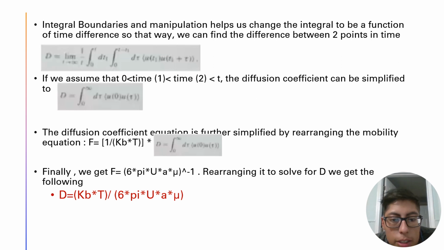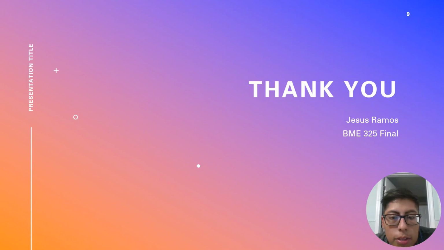So finally we get F equals 6 times pi times a times mu, to the negative 1 power. Rearranging it to solve for D, we get the following Stokes-Einstein equation, which is D is equal to k sub B times T, temperature in Kelvin, divided by 6 times pi times a times mu. Thank you very much.